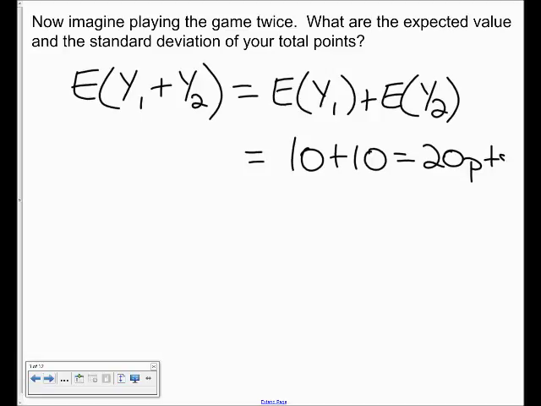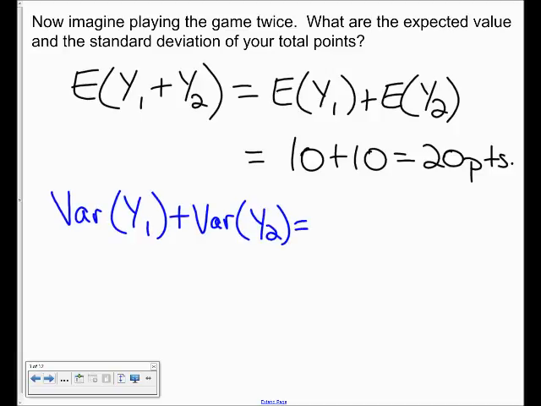Now, here's the interesting part. To find the standard deviation of two independent variables, our y sub 1 and y sub 2, we always want to deal with variances. So we're going to add variances. I need to find the variance of the first one plus the variance of the second one. We already found the variance of each of these in the original, and it was 325. So I have 325 plus 325.